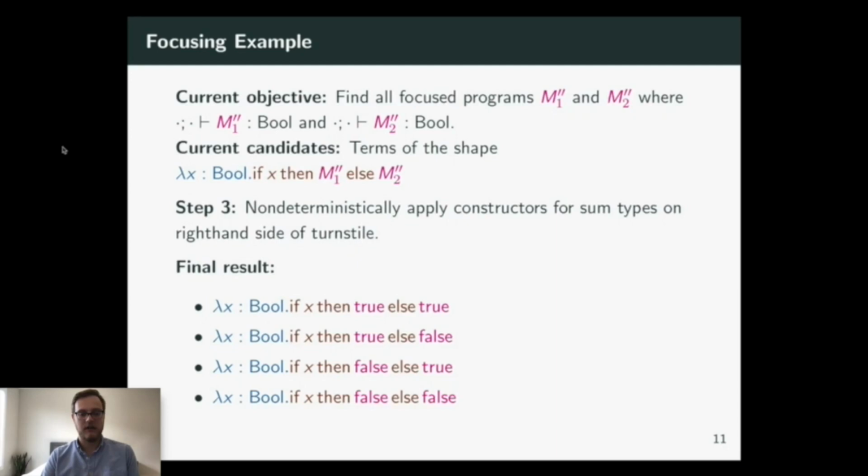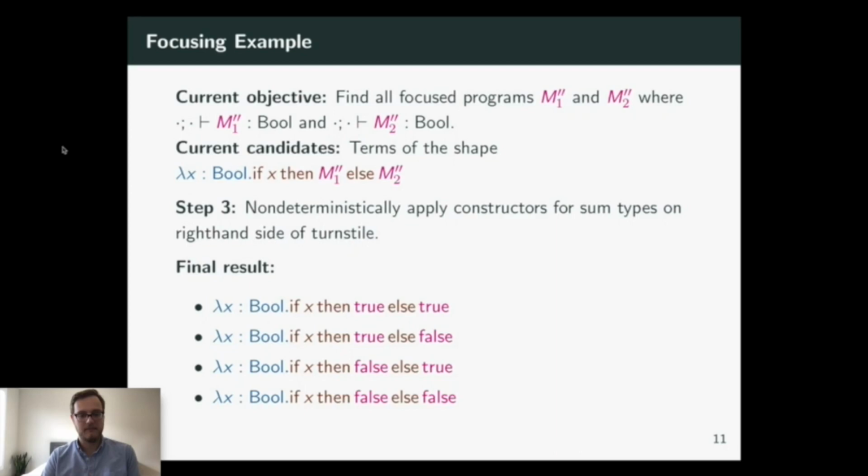And it turns out that every function of Boolean to Boolean type needs to be equivalent to one of these four focused programs. We've cut out many, many non-focused programs, such as the identity function lambda x.x, but this program is still represented in the second bullet point here.